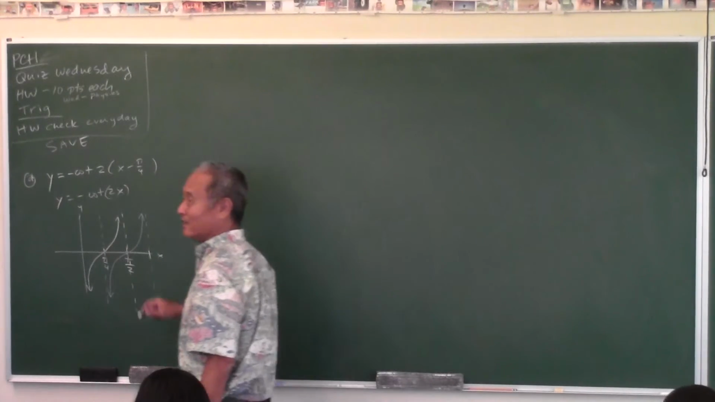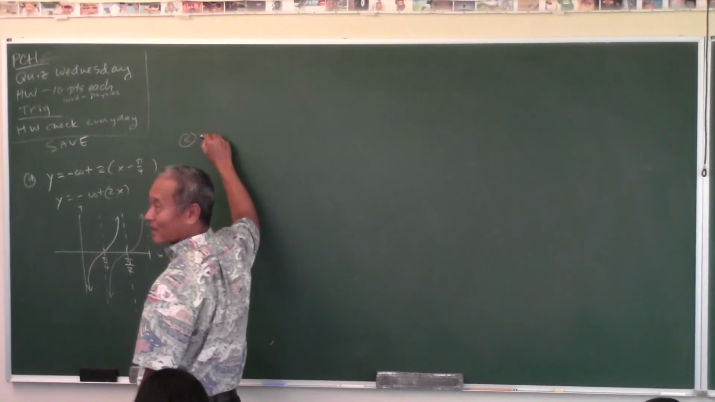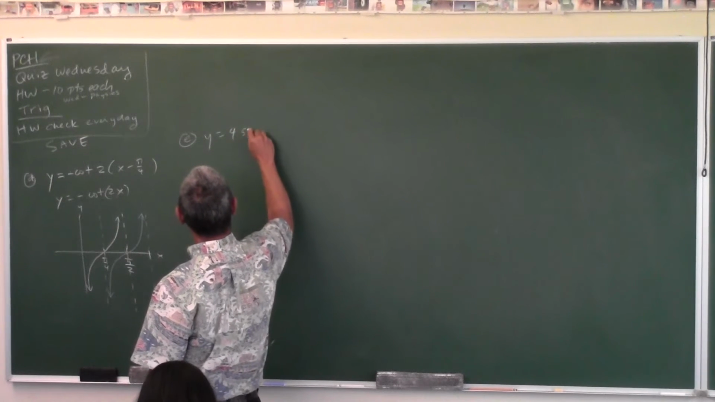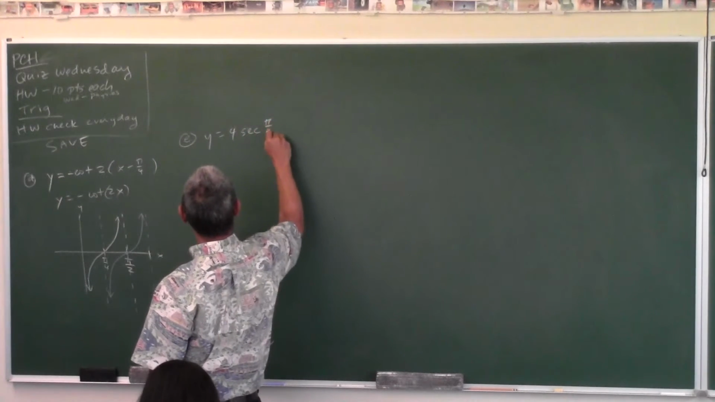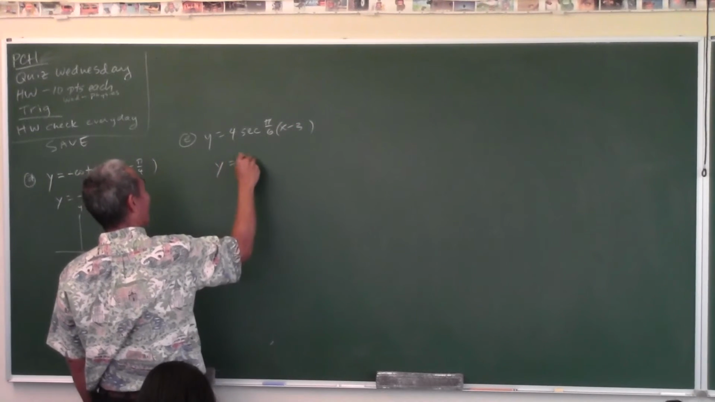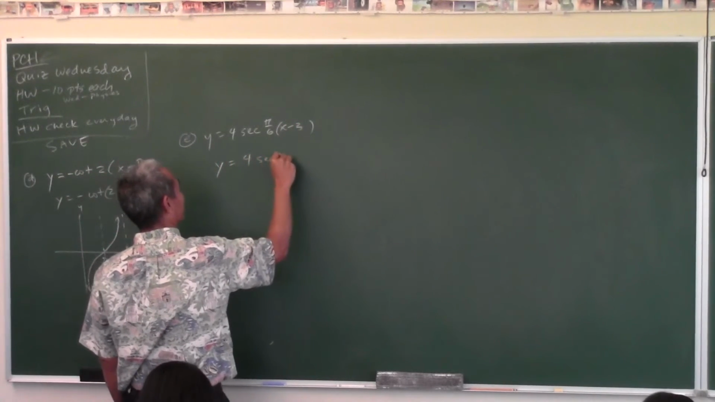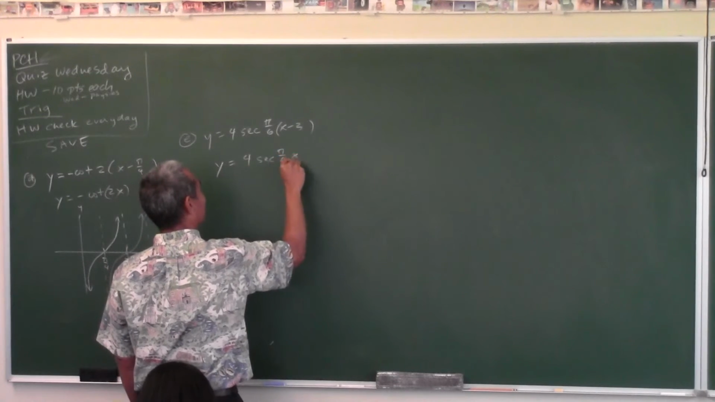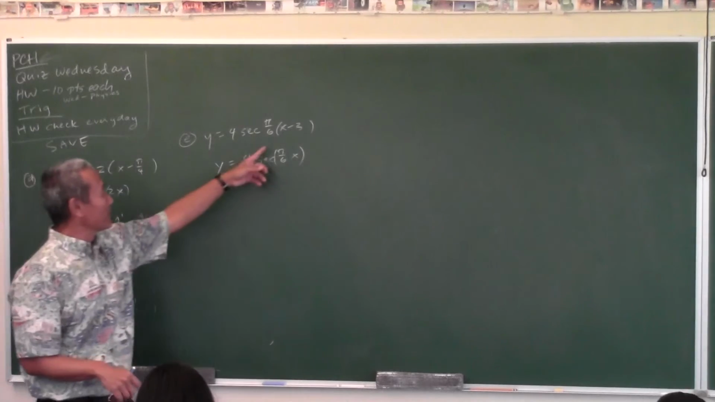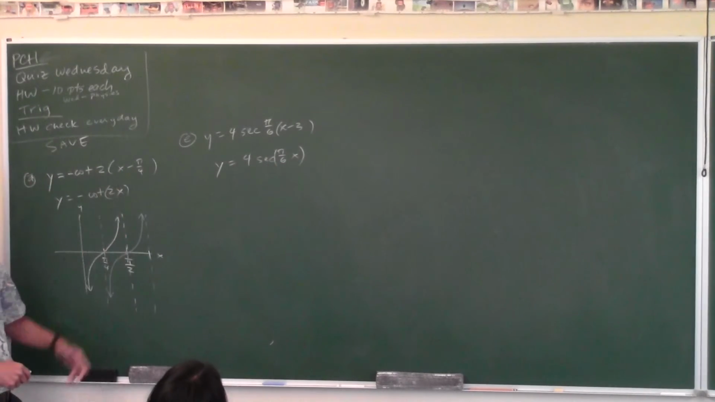Okay, E. E, what do we got? We got y equal 4 secant, pi over 6 x minus 3. Okay, so this is what we want to graph, and then you just simply shift it 3 to the right. That's all you gotta do.